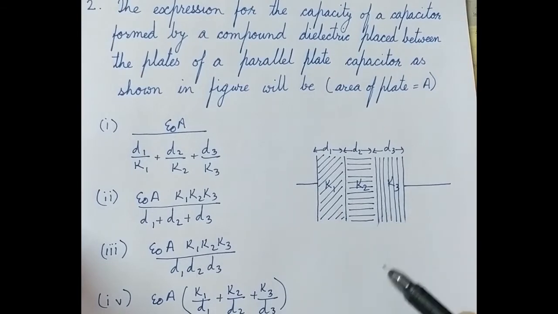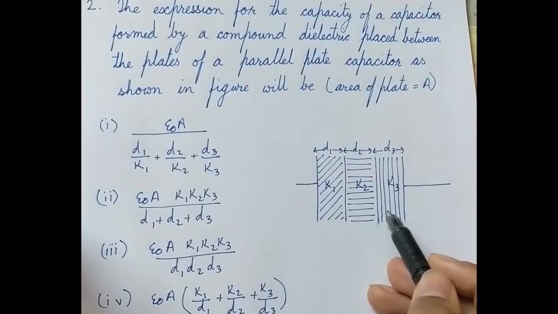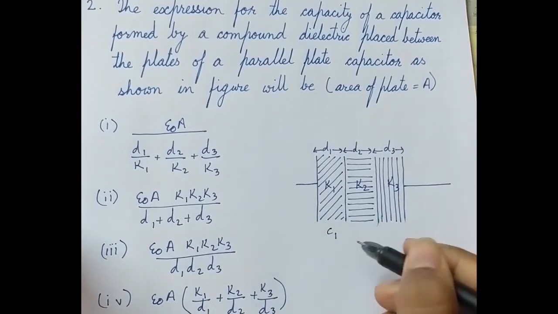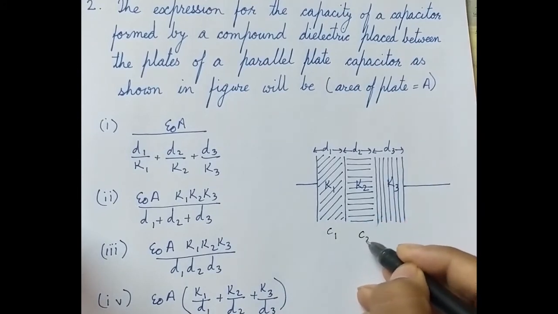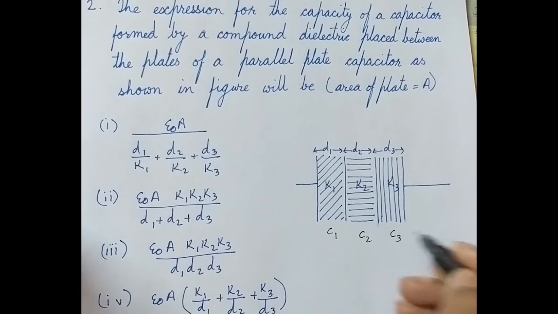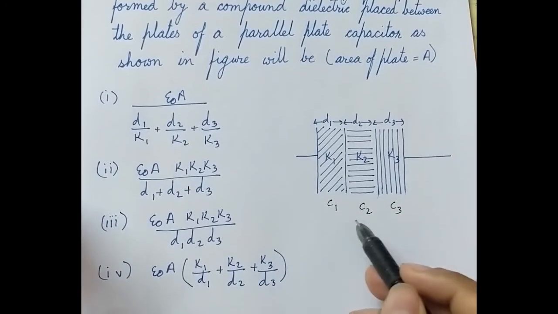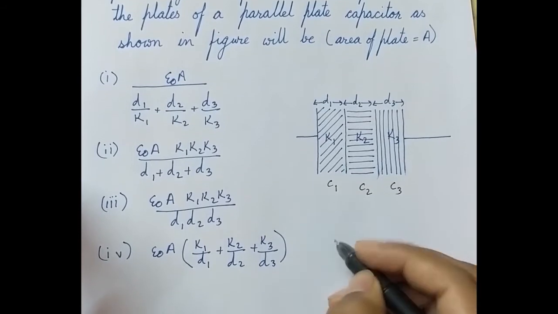The way to approach this sum is to treat these 3 dielectric regions as different capacitors. Let's call this the first capacitor C1, the second region as the second capacitor C2, and this as C3. So our job first is to find the value of C1, C2 and C3.